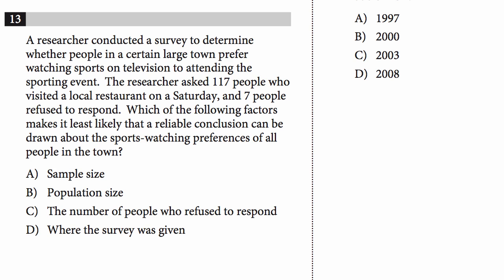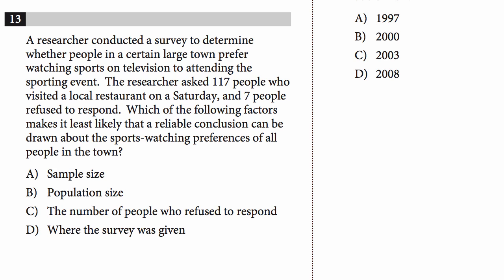The researcher asked 117 people who visited a local restaurant on a Saturday, and 7 people refused to respond. Which of the following factors makes it least likely that a reliable conclusion can be drawn about the sports watching preferences of all the people in the town?